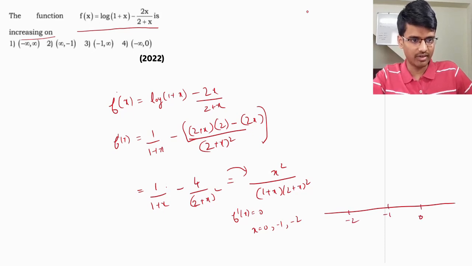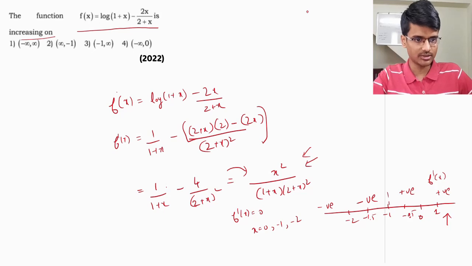If I take any values in this interval, 0 to infinity, my f dash of x will be positive. You can check that out. If I put 1 in this equation, I'll get a positive number. And if I take any number between minus 1 and 0, say minus 0.5, and substitute it in my f dash of x, I'll again get a positive value. So between this interval also it is positive. If I take any point in between, say minus 1.5, I'll get a negative value. You can check that out. Between minus infinity and minus 2 also you'll get a negative value.